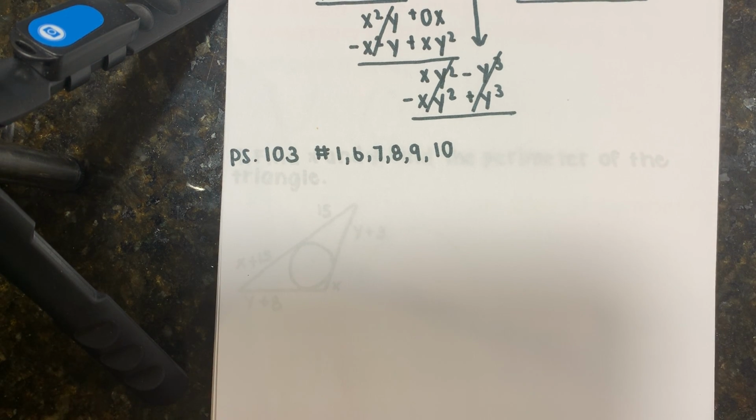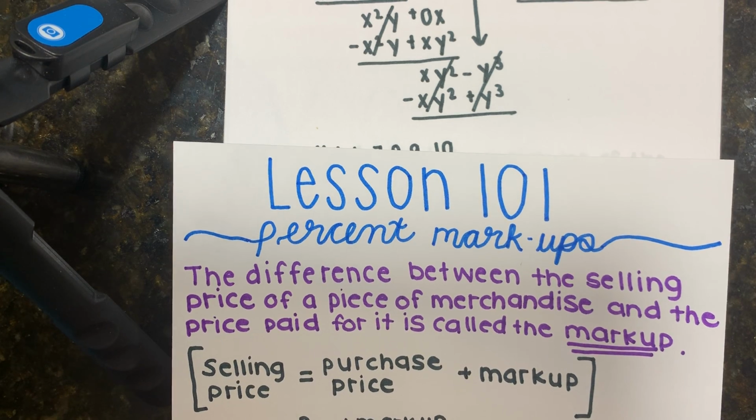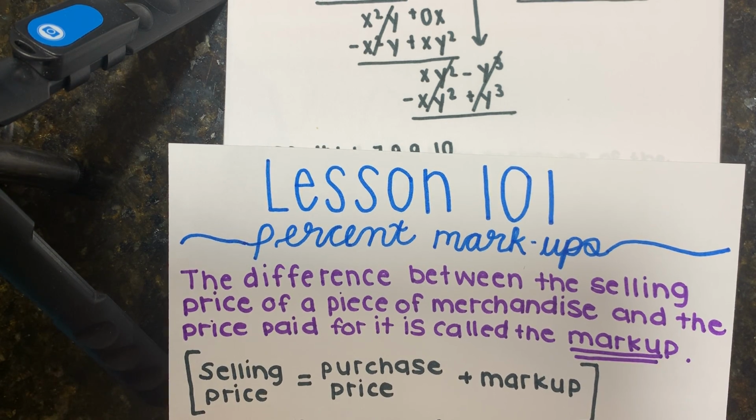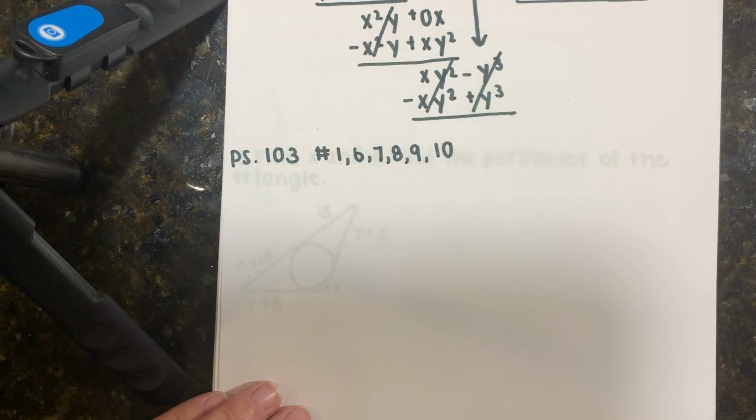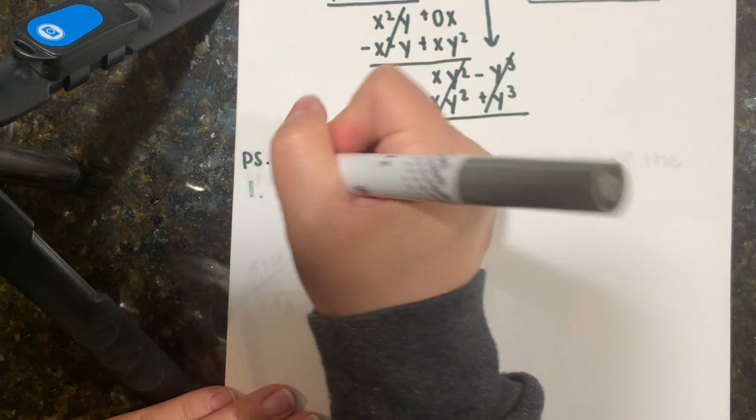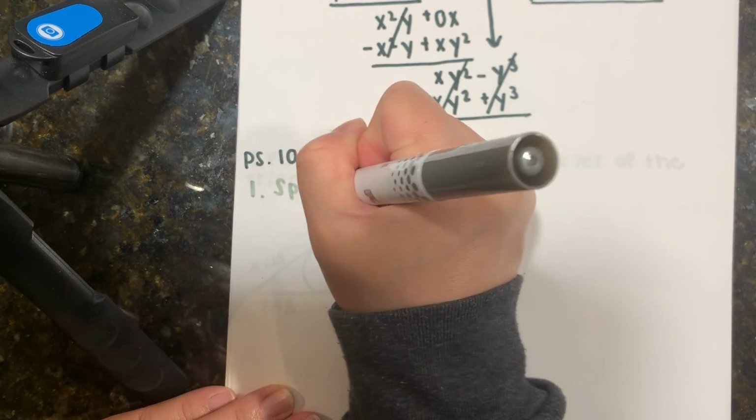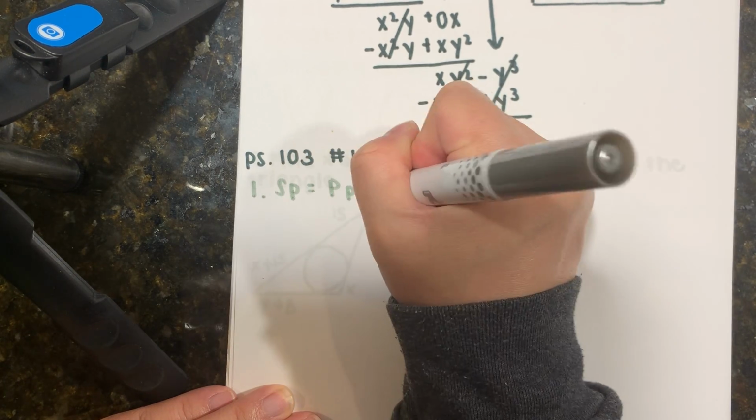So number 1, for lesson 103: a 60% markup of a purchase price was necessary to pay the rent, utilities, and the workers and still make a small profit. If an item sold for $14.24, what did the storekeeper pay for it? So we're going to refer back to our notes here for lesson 101. It says the selling price is equal to the purchase price plus the markup. So for number 1, the selling price equals the purchase price plus the markup.